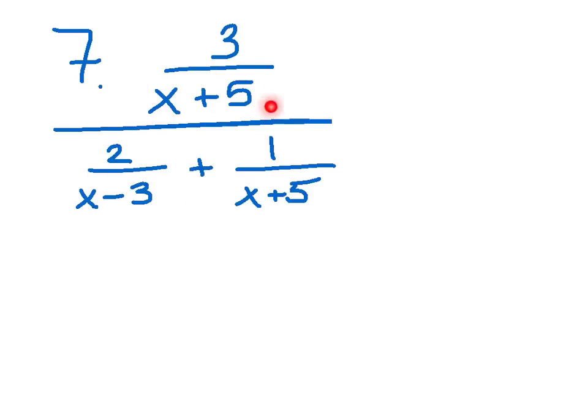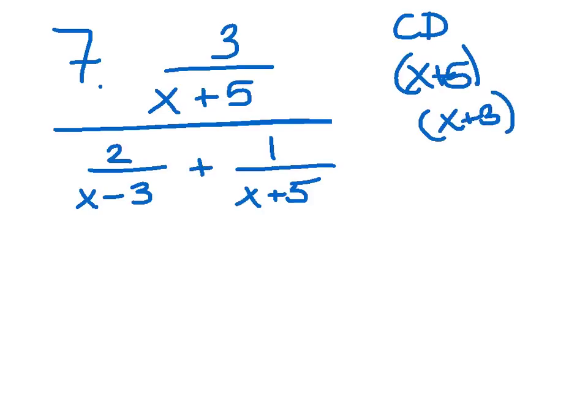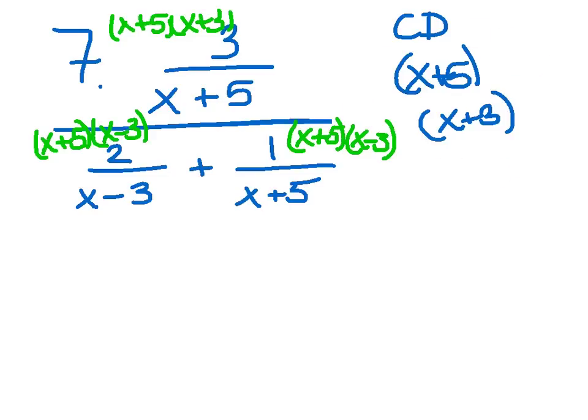And focusing on those denominators, I have an x plus 5 quantity, an x plus 5, and an x minus 3. So I would say I have 2 different common denominators. I need the quantity x plus 5 and the quantity x minus 3. So again, I'm going to multiply all 3 fractions by both of these. All right, so here we go.